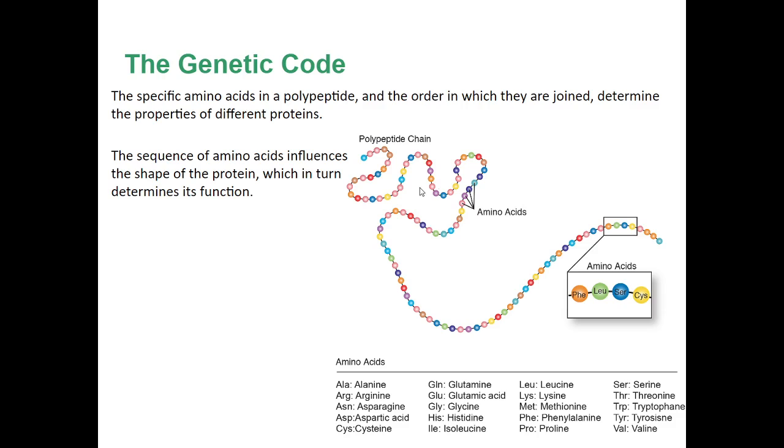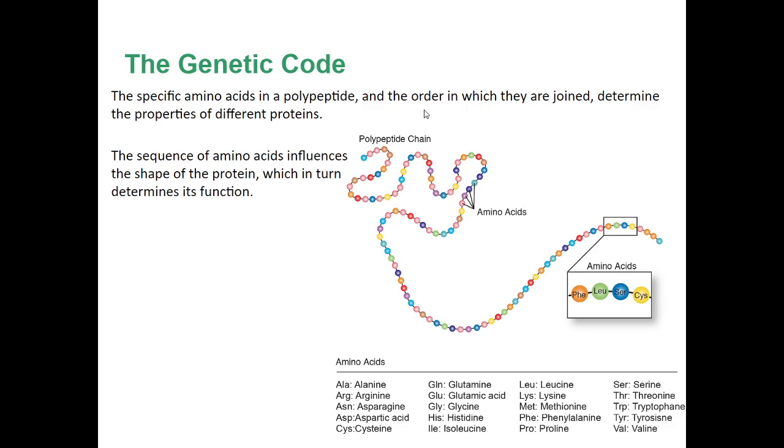If this is insulin and you get just one of these wrong, then you don't make insulin any longer, and you have a real problem. You're diabetic. So we have to get these amino acids in the exact order. How do we do that?